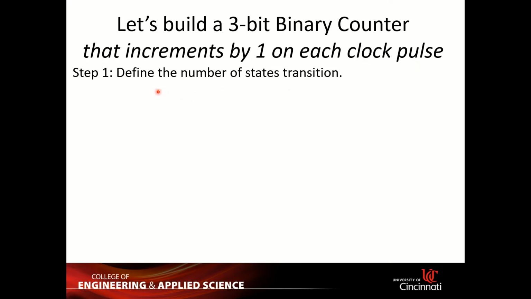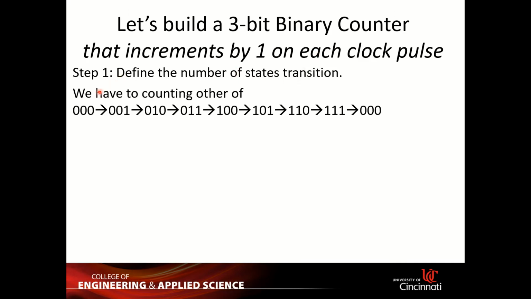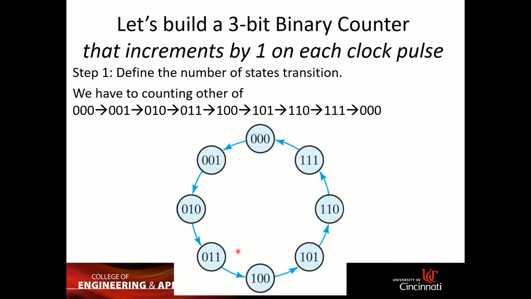So step 1, let's define the number of states or the state transitions. If you have a 3-bit counter, you count from 0, 0, 0 all the way up to 1, 1, 1, right? So you increment by 1 every clock pulse. When you reach the largest number, it goes back to 0, 0, 0 in the next state. So here is the state diagram. Why don't I have any input or output here? Because I know that every clock cycle or clock pulse, it will move to the next state. Technically, I just work on the clock pulse, so I don't have an external input or output in here.